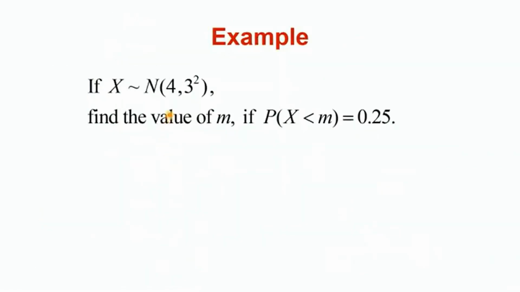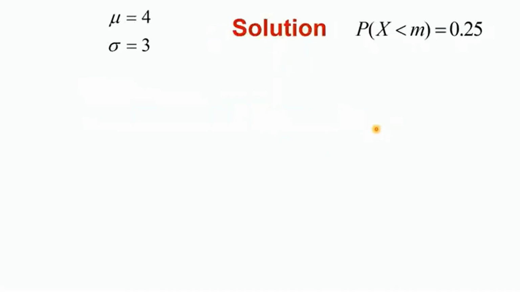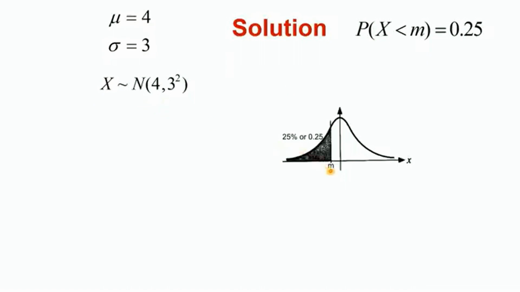Another example, same distribution, mean is 4 and the standard deviation is 3. Probability of x less than m is 0.25. Because the probability is less than half, this value must be on the left side. So how to find the value of m? You also need to find the value of z for this value of x, which is equal to m. So in this normal distribution, x less than m is 0.25 or 25%.